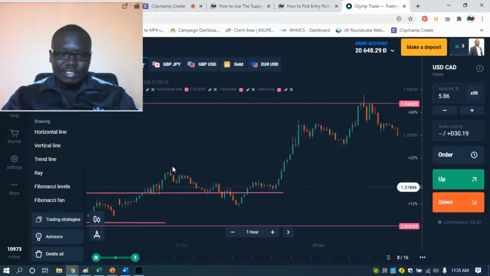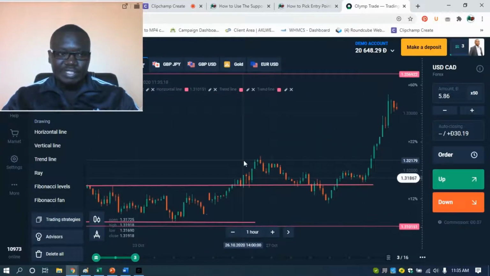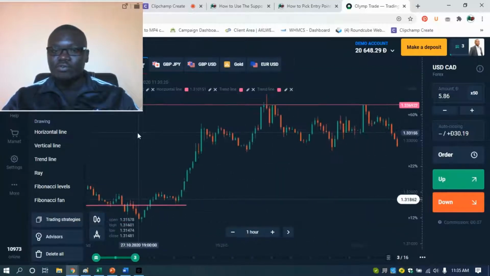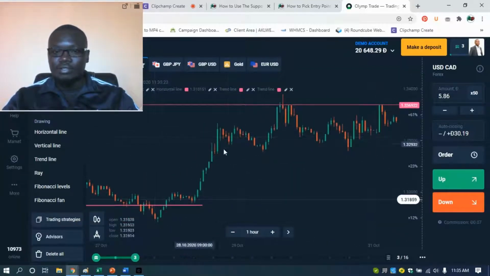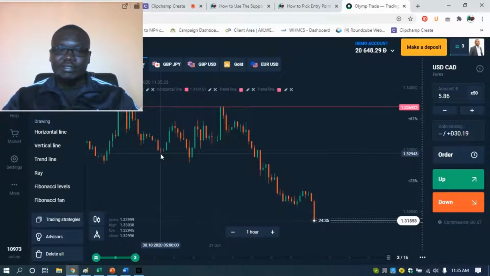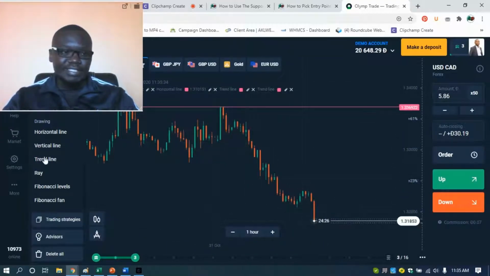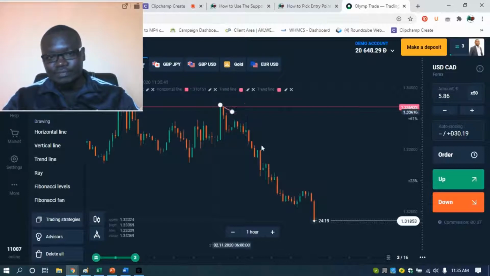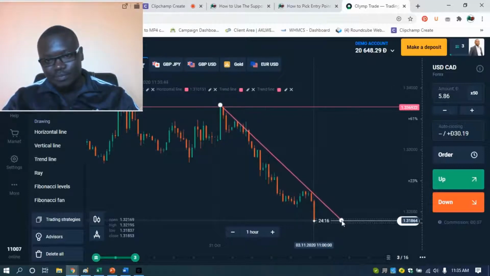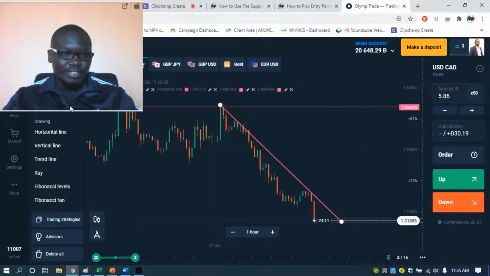So you can draw your support and resistance levels sideways. You can also draw them on trending markets. For example, let's draw descending support and resistance levels on this downtrend that we can already see here. We can pick the trend line from the trading tools, pick the trend line and draw it on your chart.